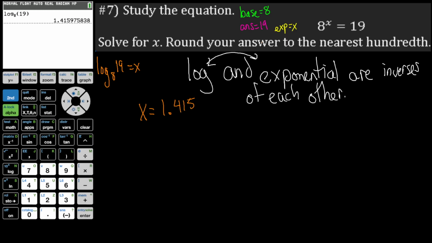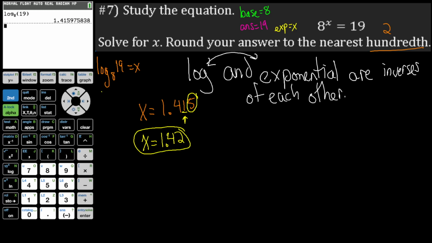1.415. Since it says hundredth, that's the second decimal place, and so I need to say, okay, if I'm looking to round, I underline the hundredth column, I circle the adjacent number. If that circled number is 5 and above, I round up. So now my rounded answer is going to be 1.42. Again, please be careful on those values because if you round it incorrectly, your answer is going to be incorrect.